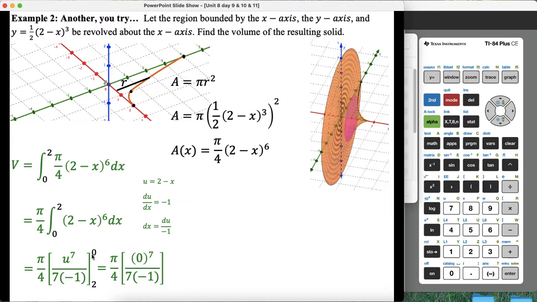Since they want a numeric answer, I'm not going to go back to x. So I put in my 0, and then I put in my 2 to the 7th. Minus a negative becomes positive. That's how this whole thing is 0 at the top. Minus a negative becomes positive. That's how we get a positive volume. And we get 2 to the 7th over 28, and we get a pi in the numerator. So that looks like this.